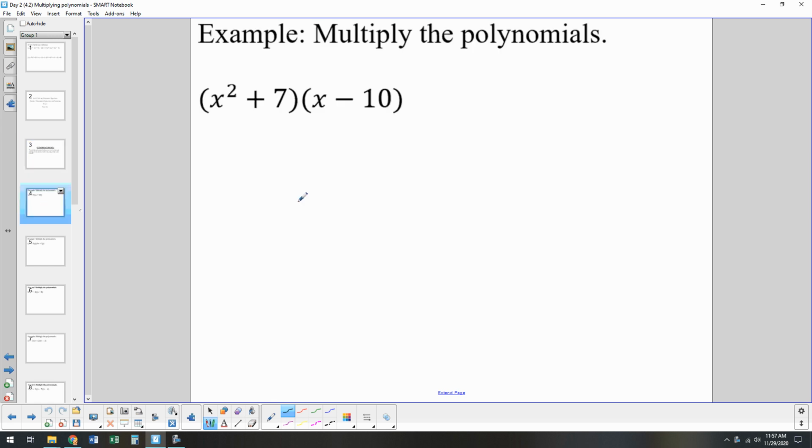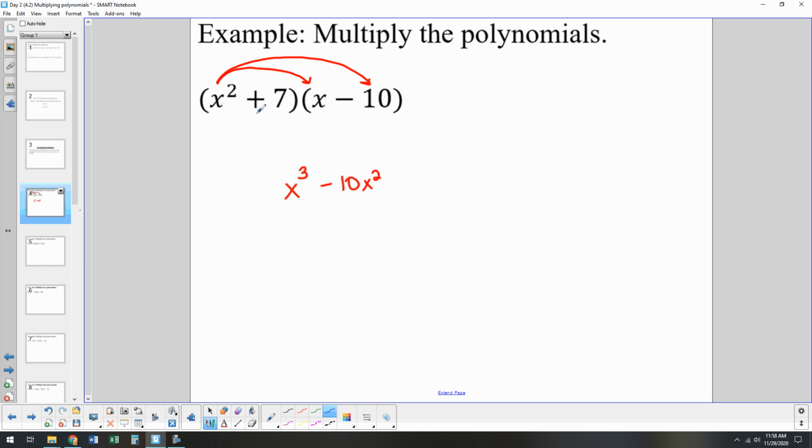So here's our first problem. I have the polynomial x squared plus 7 times the polynomial x minus 10. This is basically using the distributive property. I'm going to distribute or multiply x squared by x, and x squared times x is x to the third. And then I'm going to take x squared and multiply it by negative 10. So that's minus 10x squared.